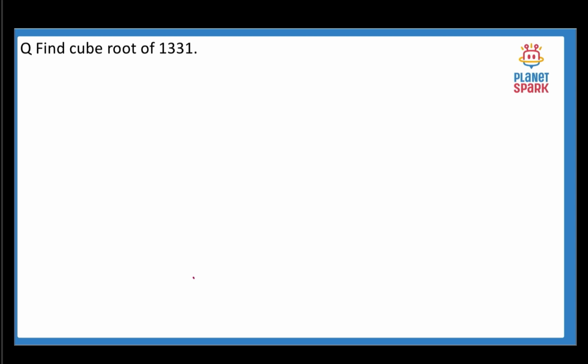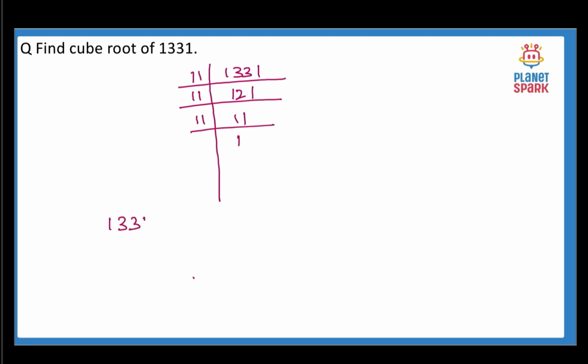Moving on to 1,331. Let's prime factorize and find out whether it is a perfect cube number or not. 1,331 is divisible by 11. You can try 2, 3, 5, 7, it's only divisible by 11. Dividing by 11, I got 121. 121 divided by 11 gives us 1. So 1,331 is equal to 11 into 11 into 11. 11 is coming 3 times. That means it is forming a group. And out of the 3, I'll just take one 11. So cube root of 1,331 is 11.